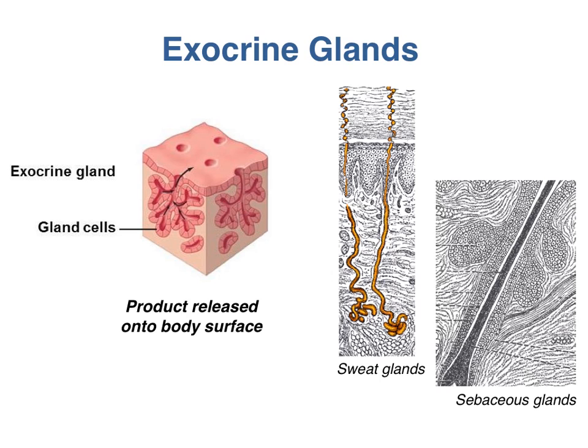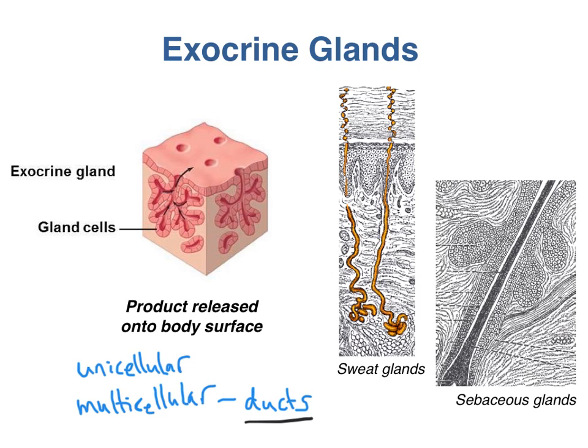Exocrine glands can be either unicellular, made up of just a single cell releasing its product, or they can be multicellular, made up of many cells. Unicellular glands secrete their product directly onto a surface by exocytosis. Multicellular exocrine glands secrete their product into channels called ducts. So the endocrine glands are ductless. The exocrine glands do have ducts.